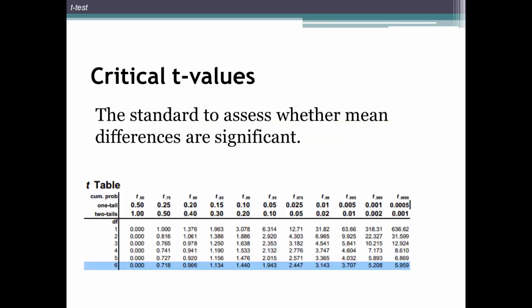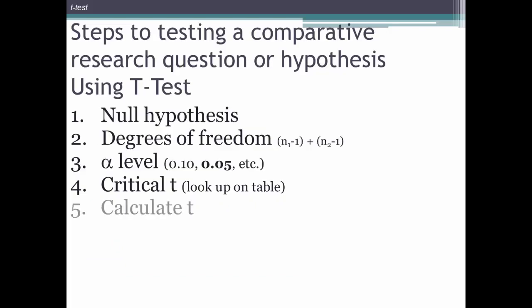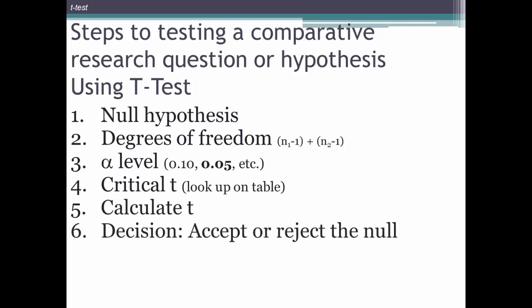Just as in the case of chi-square and other statistical tests, the critical t-values are what you use to assess whether the difference between what you observed, in this case the mean differences, and the difference between what you would have expected if the data were normally distributed, is significant. And of course, you'll have to calculate t, and then make a decision to accept or reject the null hypothesis.